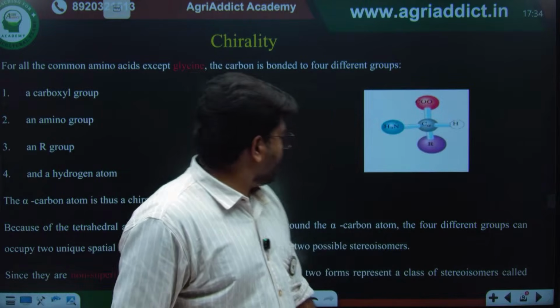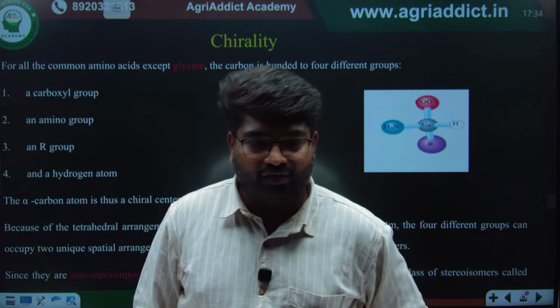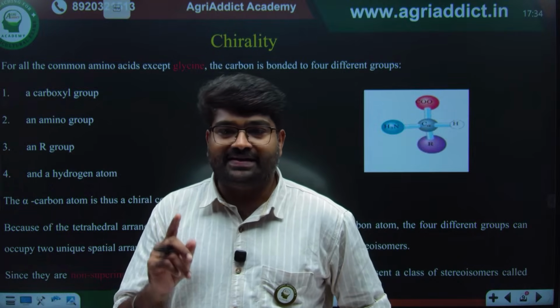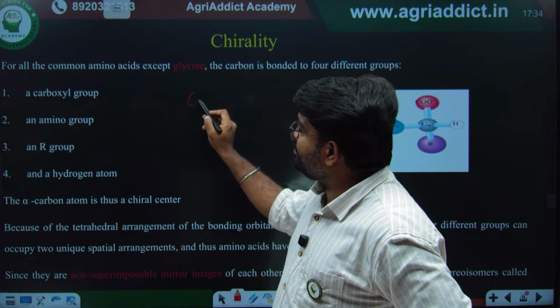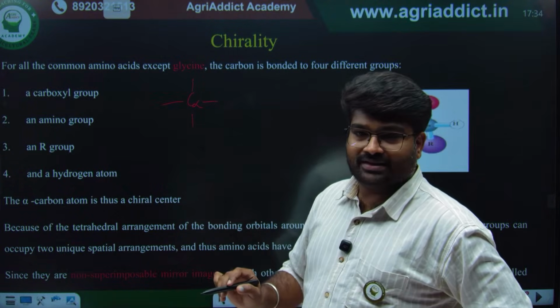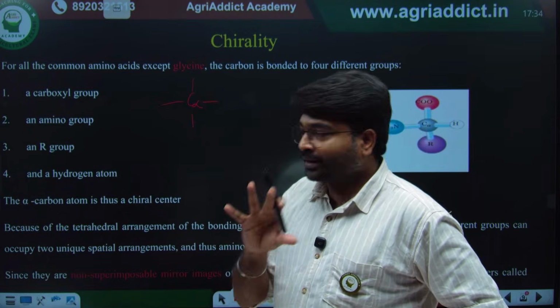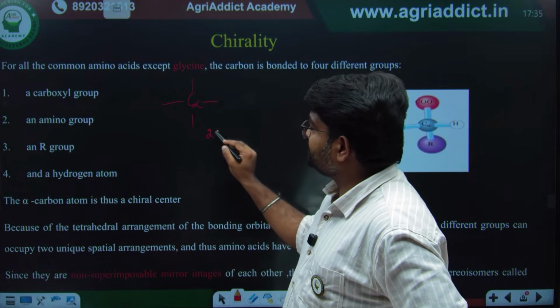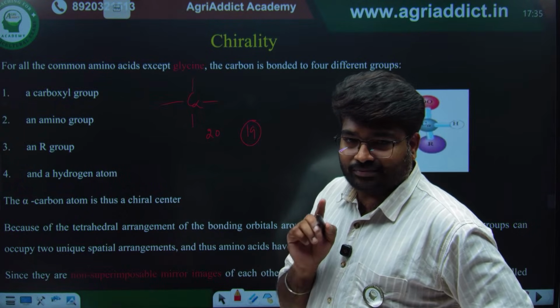Now we are going to see the chirality of amino acids. From here, they have asked a question one time. So chirality means what? The anomeric carbon will be attached with 4 different groups. This is known as chirality. If you see the structure of amino acids, out of 20 amino acids, 19 will have chiral carbons except one. What is that?